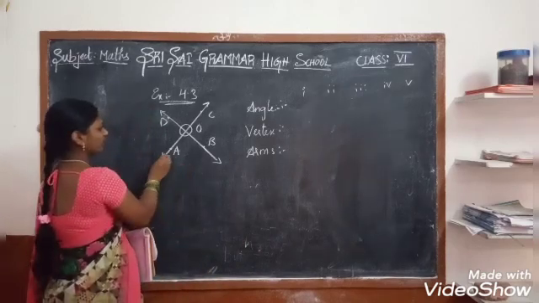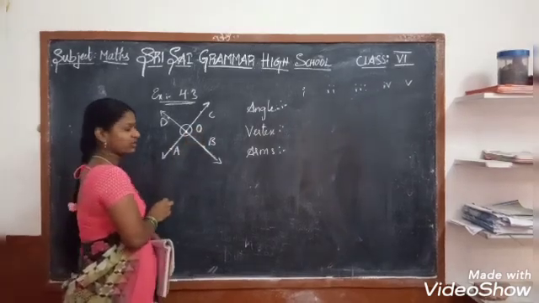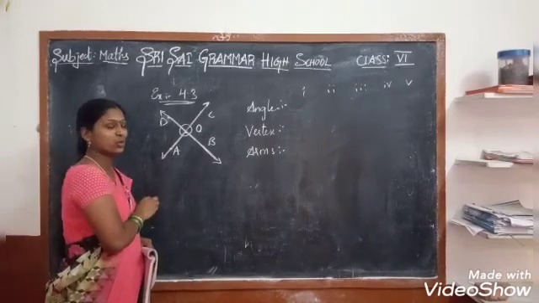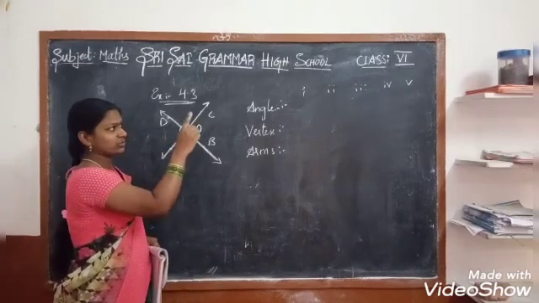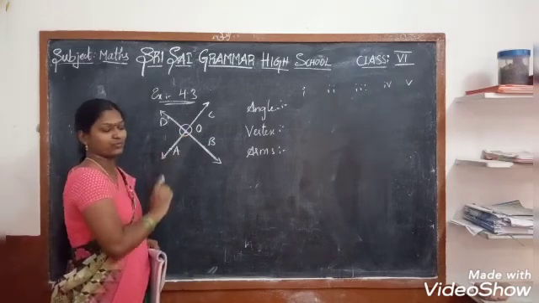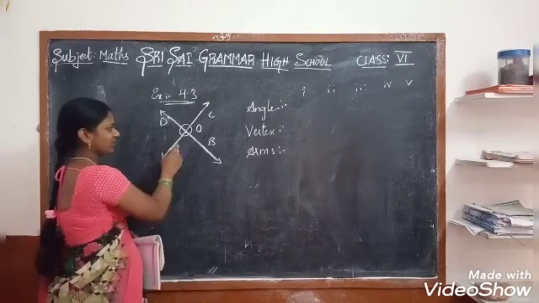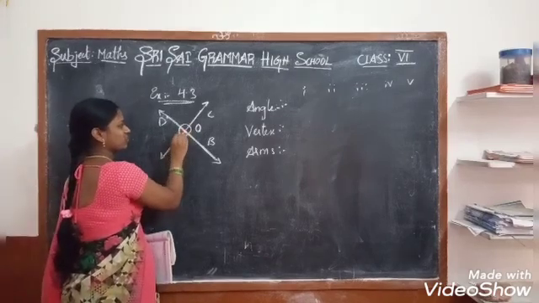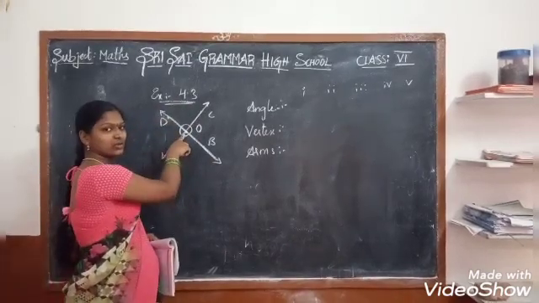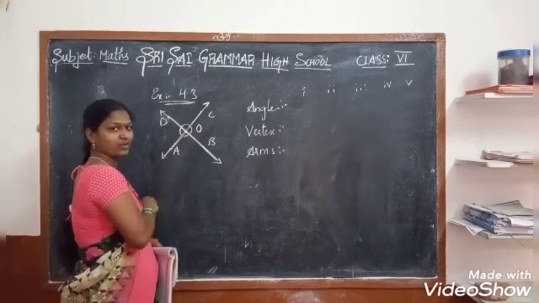Now, angle AO. This is point O. No, this is point O. From this figure, we have to show angle 1, 2, 3, 4, 5, and the vertex 1, 2, 3, 4, 5, and arms also 1, 2, 3, 4, 5. Okay. And here the point P is common to all the figures of the angles.